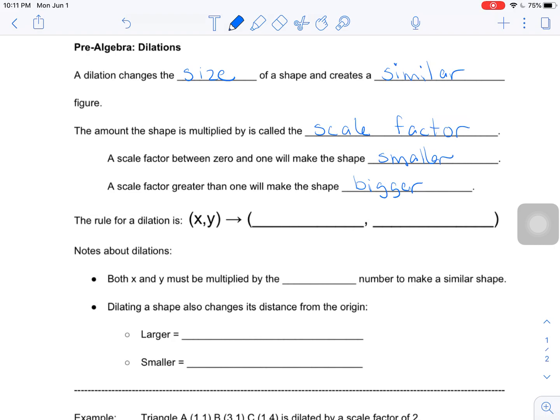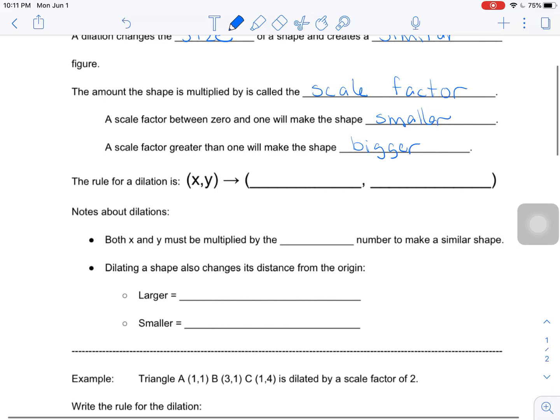So the rule for a dilation leads right into some notes about dilations, things you need to be aware of. To get a dilation, we are going to take whatever our scale factor is, whatever we want to multiply, and multiply that scale factor by both coordinates. So we would do the scale factor times x, and then that same scale factor times y.